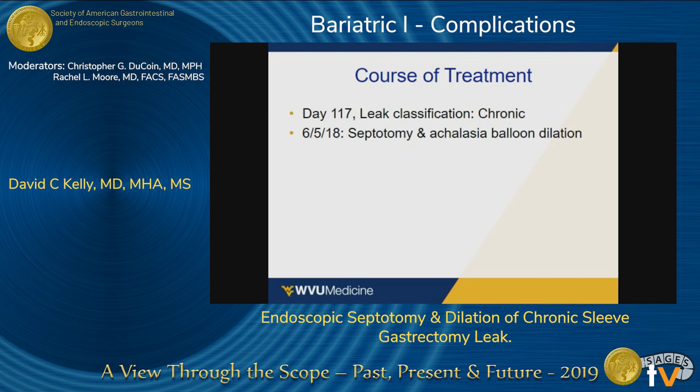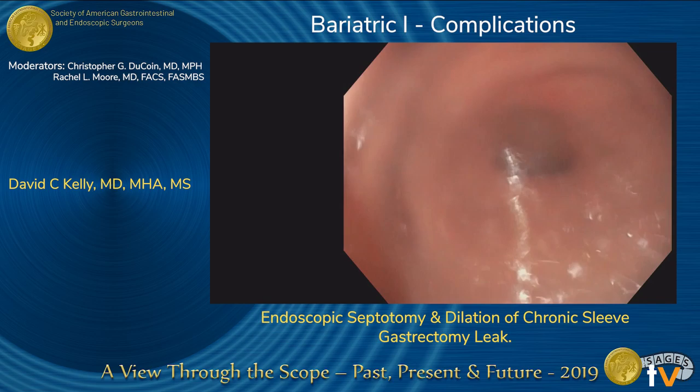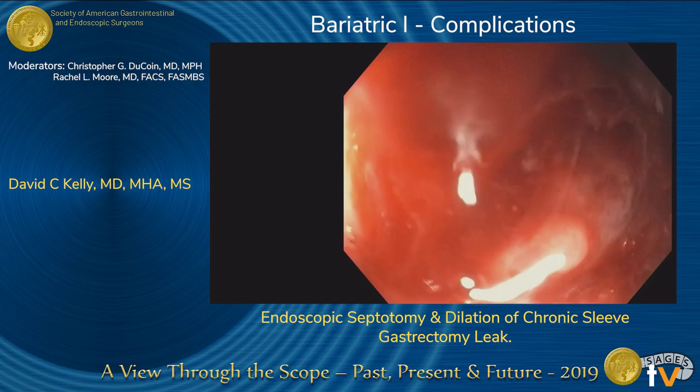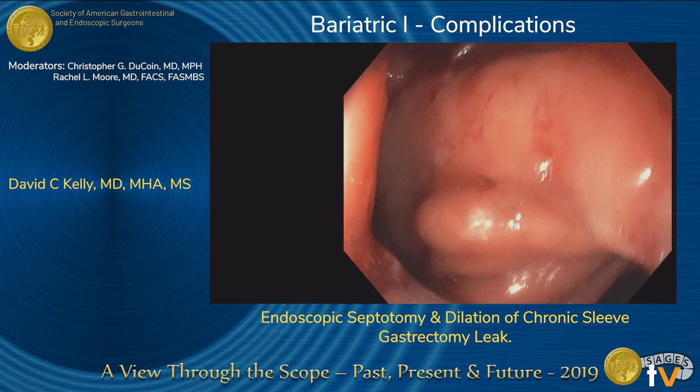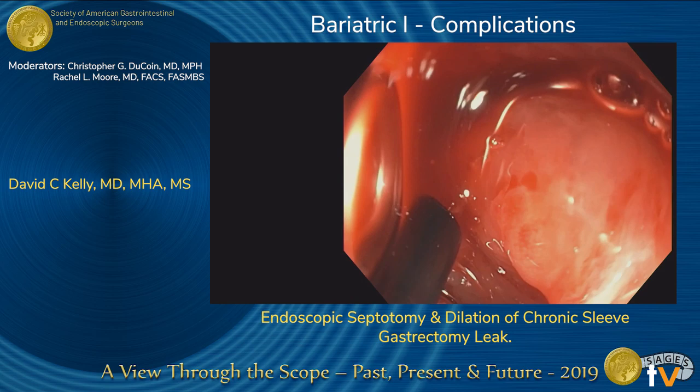So we set her up for an endoscopic septotomy with balloon dilation at the incisura angularis. As we back up the camera from the incisura, we go past the septum and into the abscess cavity here. The septum is quite large here. So we proceed with a through-the-scope needle knife division of the septum, dividing the mucosa and submucosa in this area.